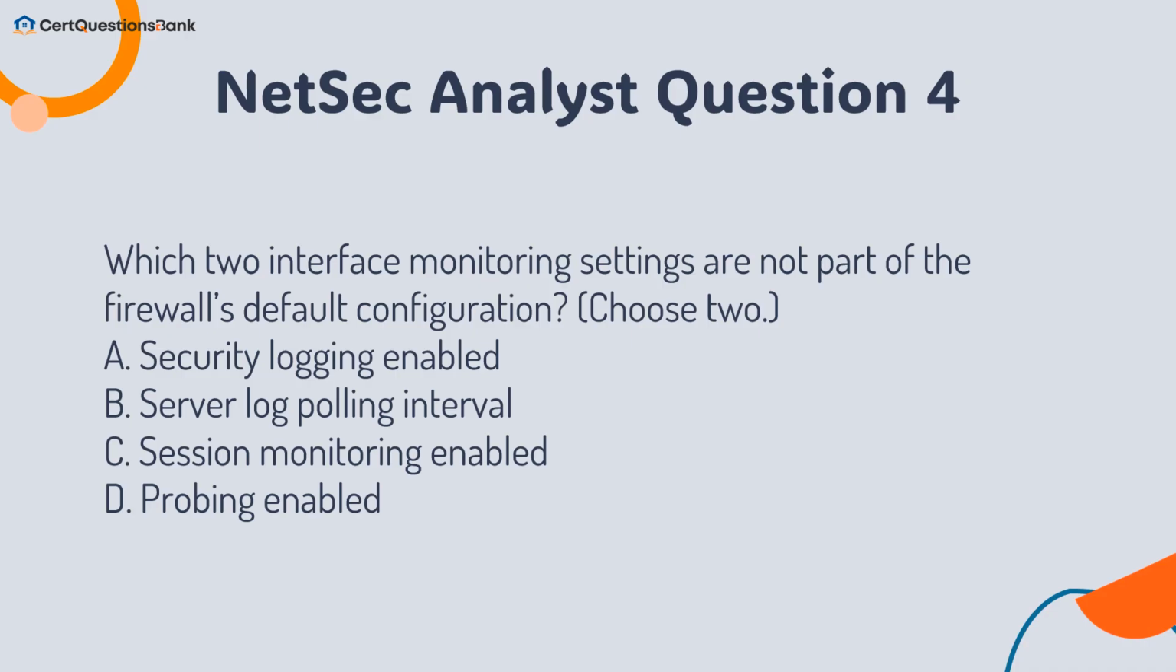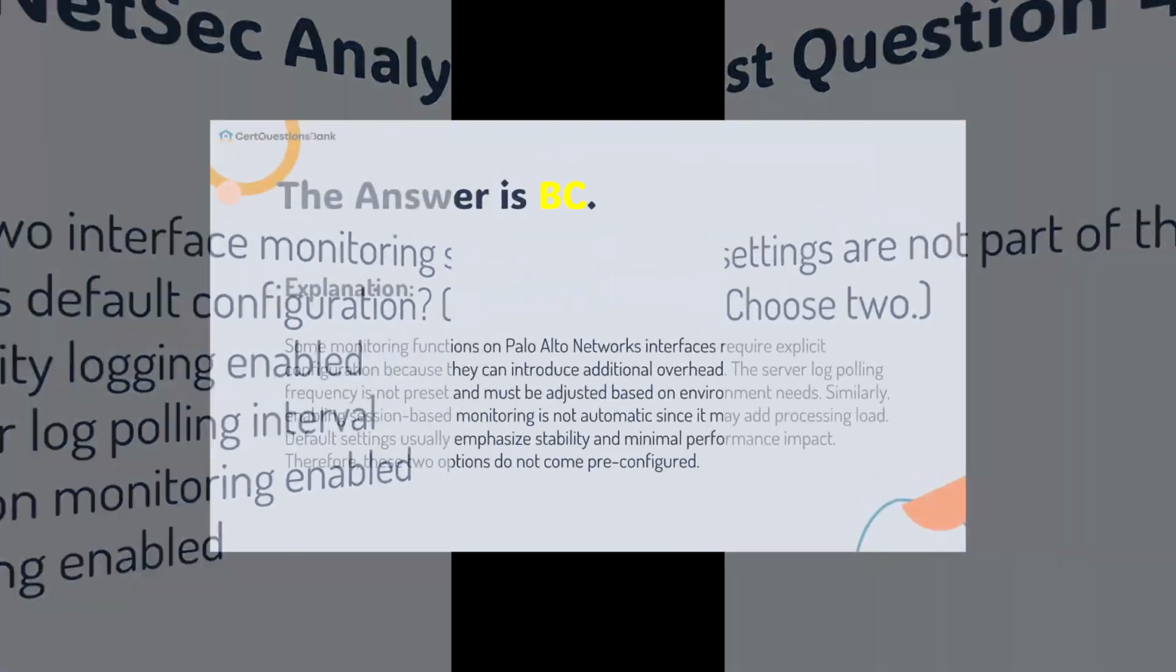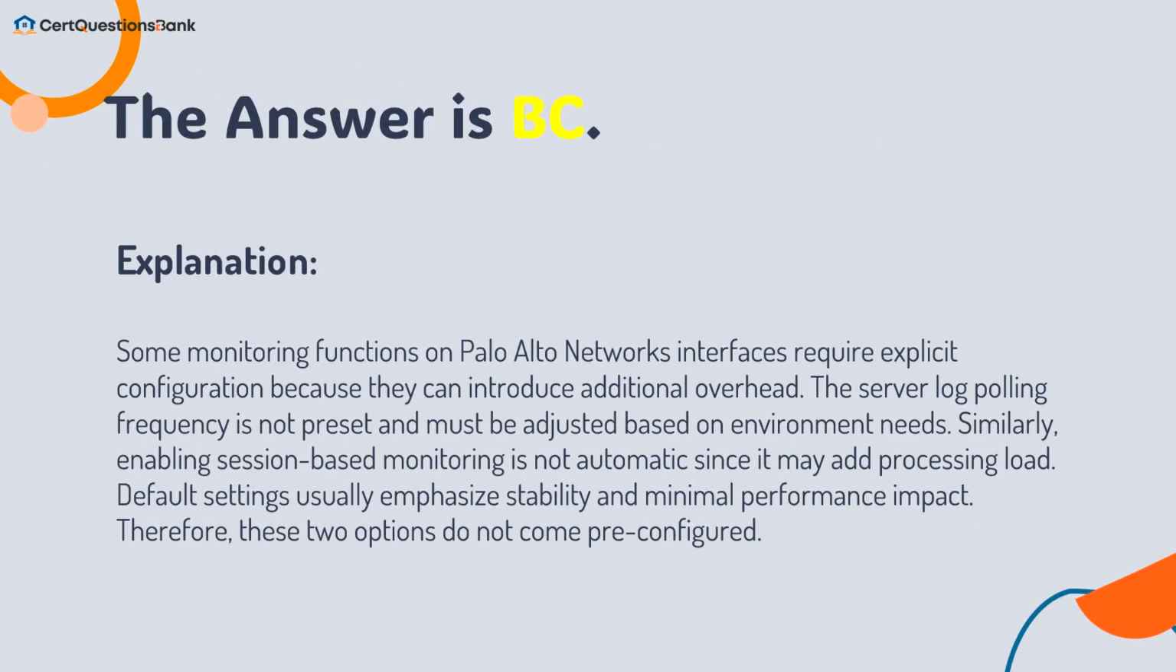Which two interface monitoring settings are not part of the firewall's default configuration? Choose 2. A. Security logging enabled. B. Server log polling interval. C. Session monitoring enabled. D. Probing enabled. The answer is B, C.